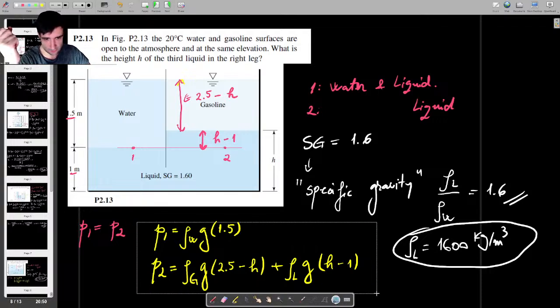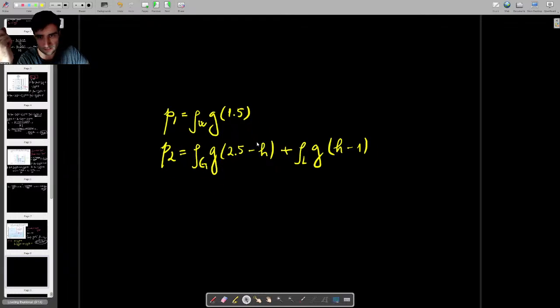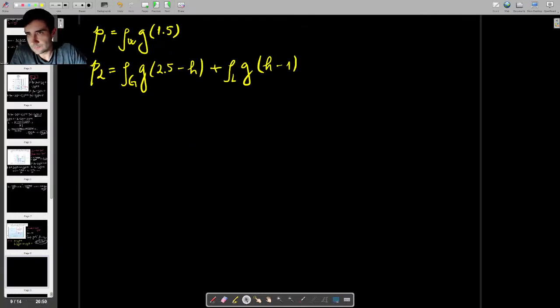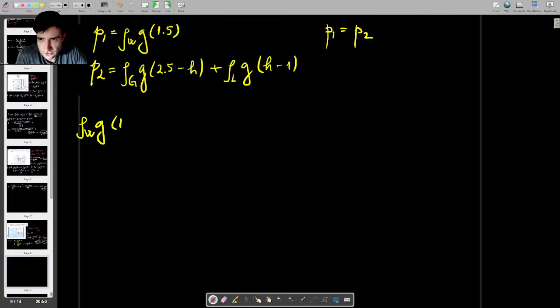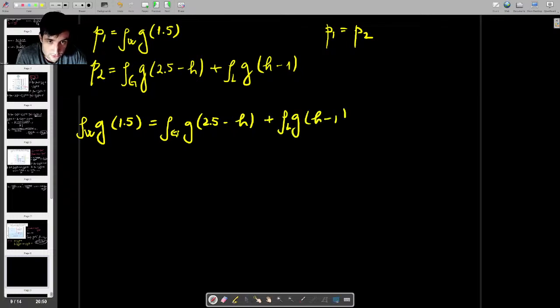So now we can rearrange and find what h should be. If I make P1 equal to P2, I have density of water g times 1.5, equal to density of the gasoline g times (2.5 minus h), plus the density of the liquid g times (h minus 1). Okay, so I can cancel out the g's, which means it doesn't matter which planet we're on.